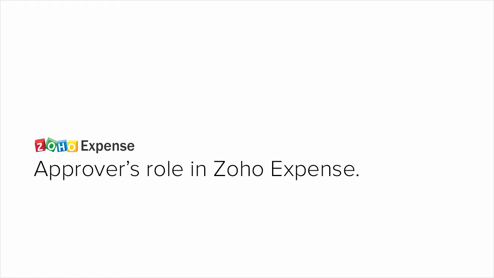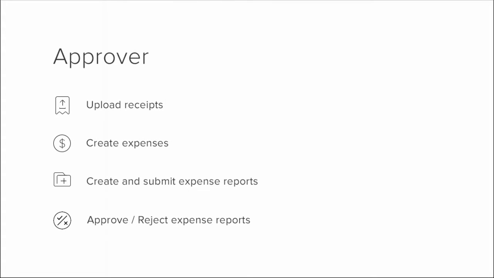Hello everyone. In this video, we will discuss the functionalities of an approver in Zoho Expense. We have three user roles in Zoho Expense: the submitter, the approver, and the admin. An approver can perform all the actions of a submitter, and also has permissions to approve submitted reports, including their own reports.